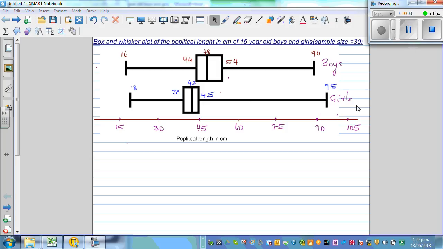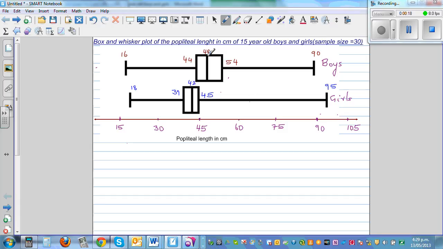Let's look at this box and whisker plot of boys' and girls' popliteal length in centimeters of 15-year-old boys and girls. We are taking a sample of 30 for both boys and girls, and this is the summary statistic. The median of boys is 48 and the median for girls is 42.